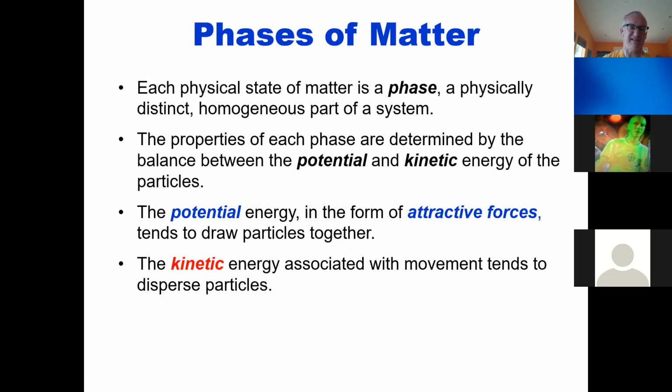So we know what the different phases of matter are. We've got gases, liquids, and solids. And if you really want to get technical, yes, if we look at the sun, we also have plasma. We're not really going to be dealing with plasma. So each physical state, we call that a phase, right? Solid phase, gas phase, liquid phase. They're physically distinct, and the properties of each are balanced, really.